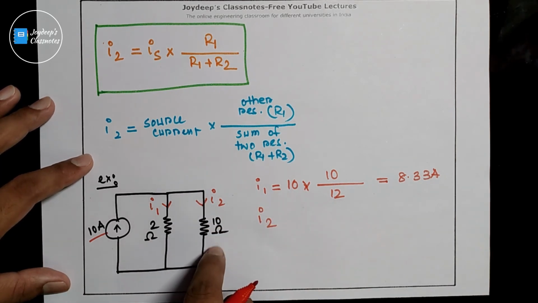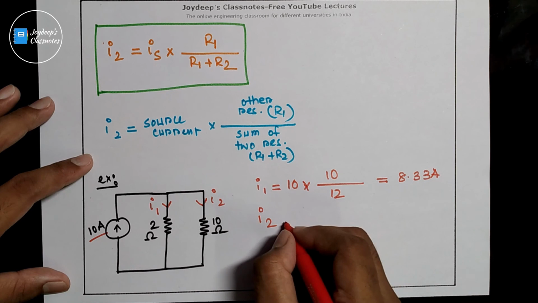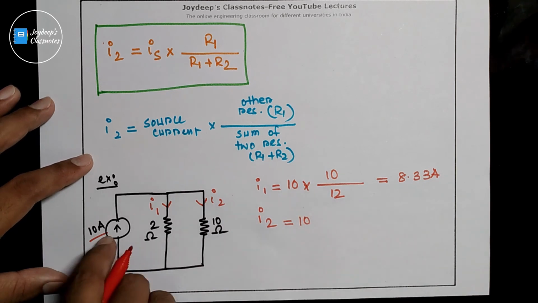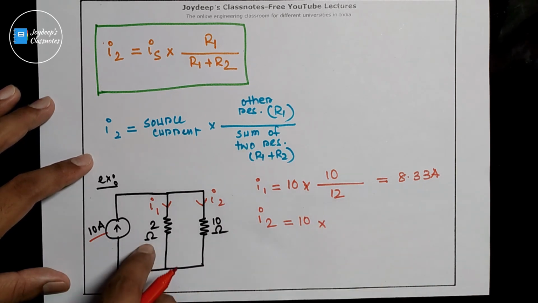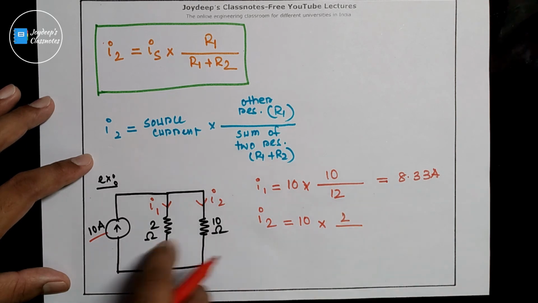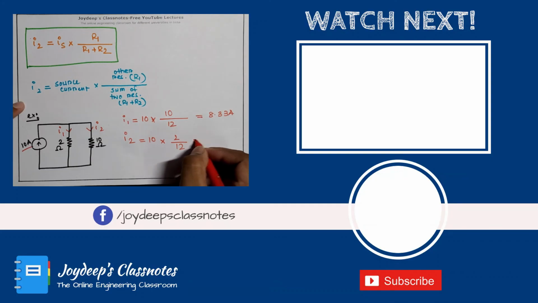And what will be your I2? That is the current flowing through this 10 ohm resistor. It is the source current, the 10 ampere, into the other resistance, that is 2, divided by the sum of the two resistors, that means 12. So that will be your 1.66 amps. Clear? And in this case also, if you sum these two up, you will get approximately 10 amps.